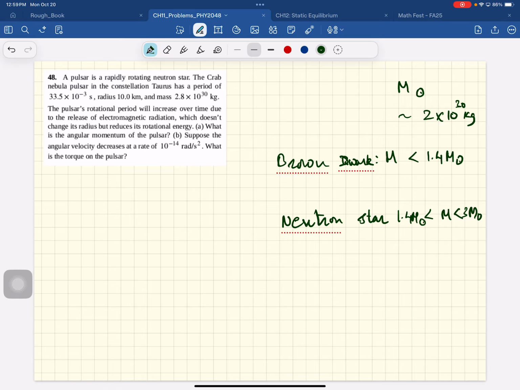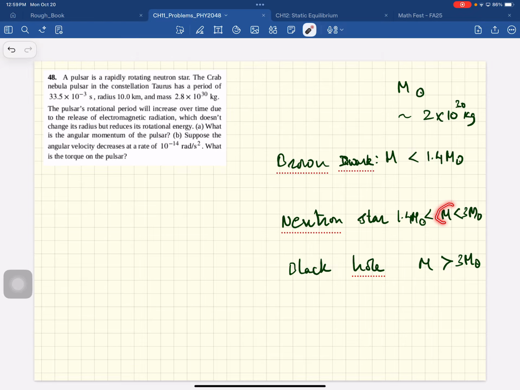Okay, and if a star's core is greater than 3 solar masses, then it becomes a black hole. Okay? So you have to be this heavy to be a neutron star, between 1.4 and 3 solar masses. And the person who discovered these, Miss Jocelyn Bell, she's come to town several times. She's come and spoken at Embry-Riddle several times.